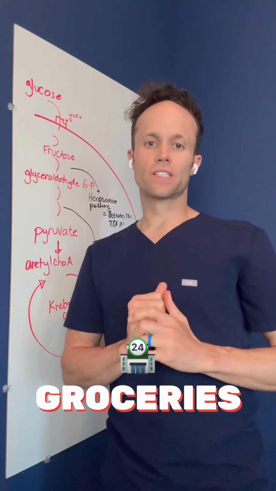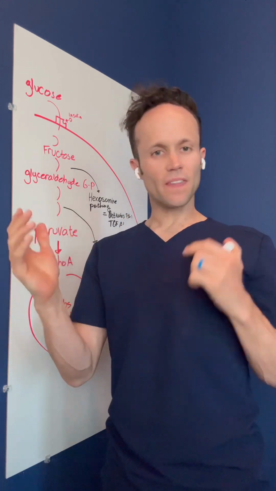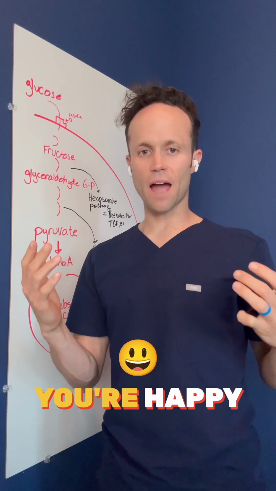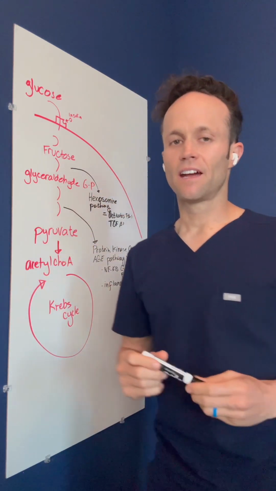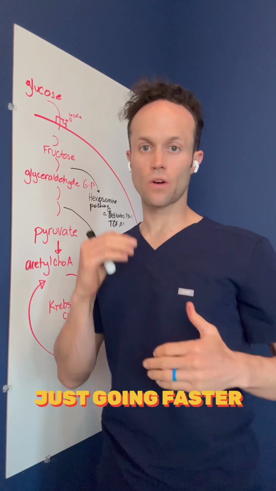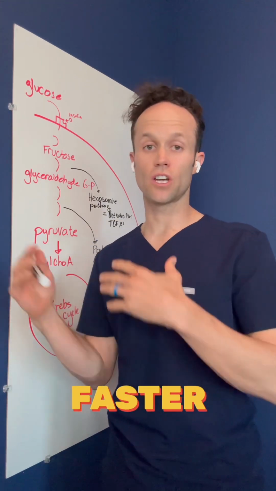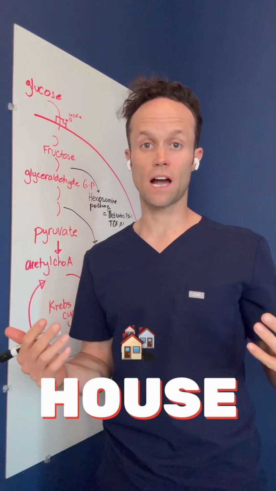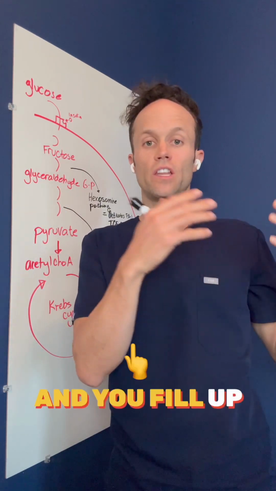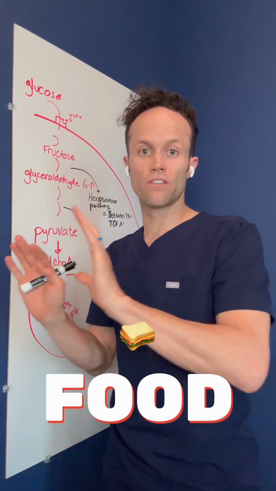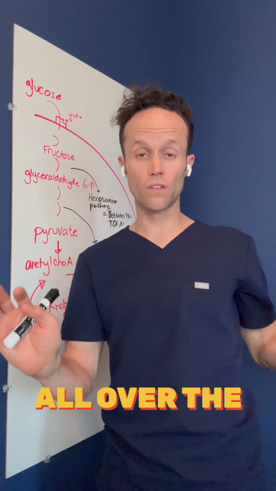So you get your groceries delivered to your house. Your family eats the groceries. You're happy. You're able to move around the house and do what you need to. Then the grocery delivery service starts going faster and faster and faster, and you get more and more food inside your house. What are you going to do? Your pantry's full, then you fill up your fridge, then you fill up your kitchen, then you start storing food and products all over the house.